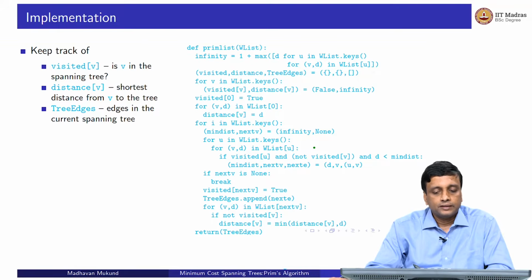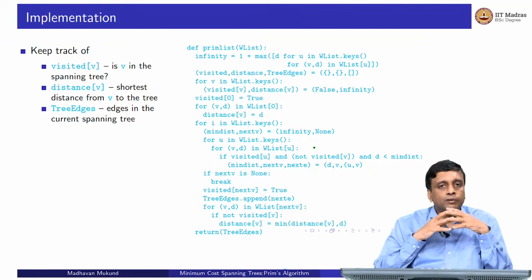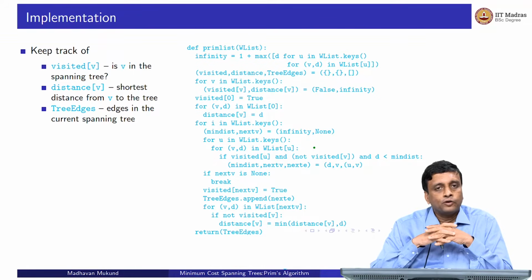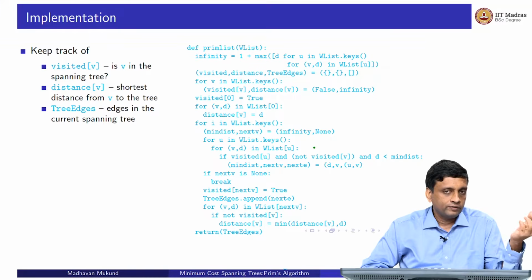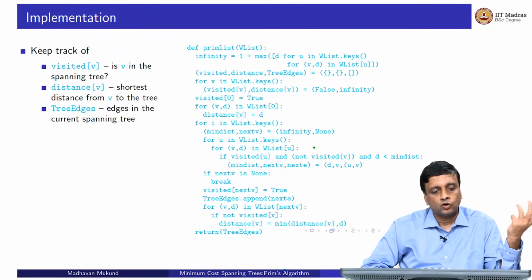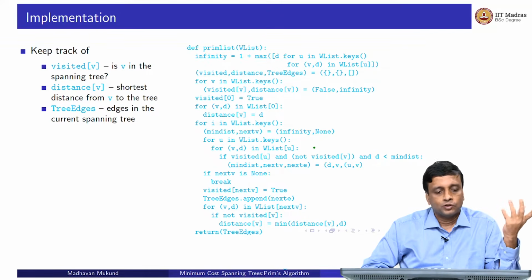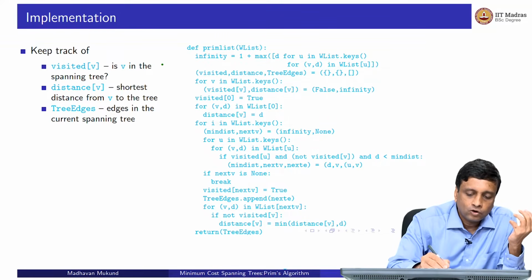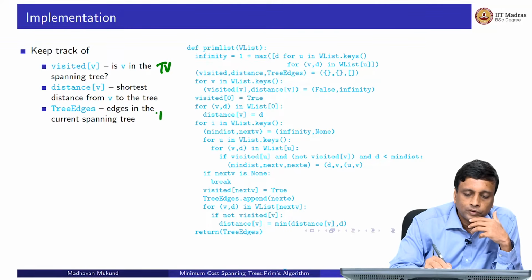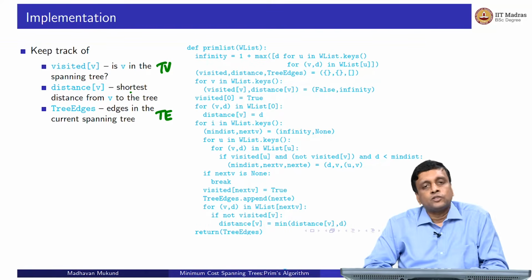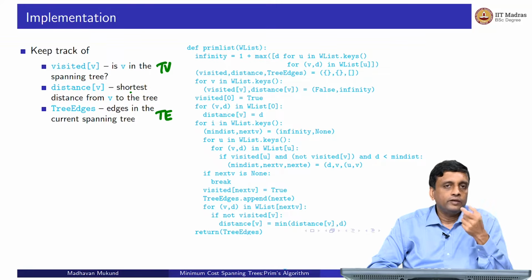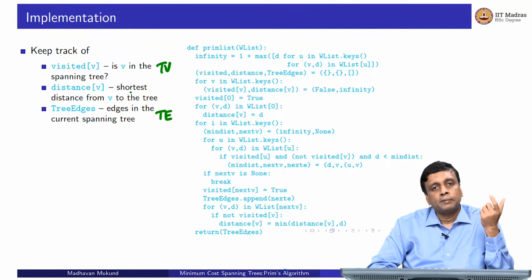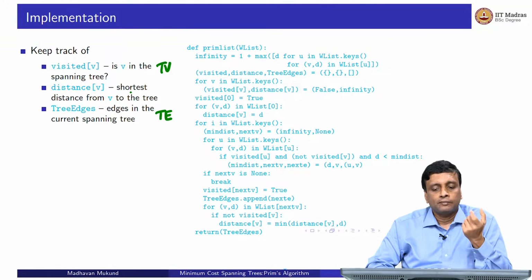So here is an implementation. We are going to keep track of the tree that we have built, and we are going to keep track of the distance of every vertex, because remember that we have to take the shortest distance for every vertex from the tree that we have built and pick the vertex which is at the shortest distance, and we are going to keep track of the tree edges. So this is basically going to tell us what we call TV, and this is going to tell us what we call TE. And distance of v is going to tell us the distance from every vertex to TV, that is the smallest edge connecting v to the tree, and we are going to pick the minimum among those at every step. So these are the three things that we are going to keep track of.